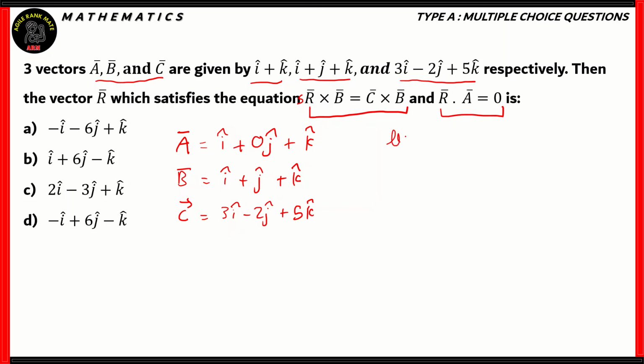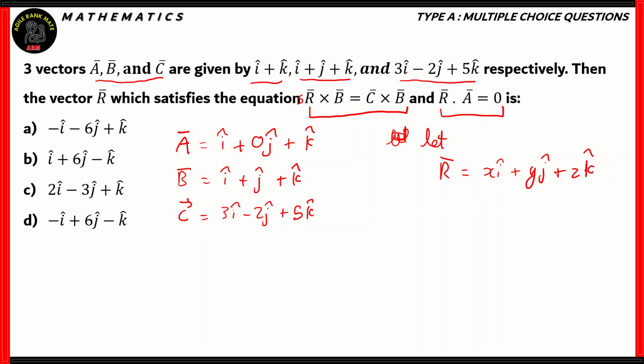So what we're going to do is consider vector r to be equal to xi cap plus yj cap plus zk cap. X is the x coefficient, y is the y coefficient, z is the z coefficient. So basically what we're going to do is find out x, y, and z. Now how do we do that? We are given 2 equations involving the vector r. We're going to use them to solve this question.